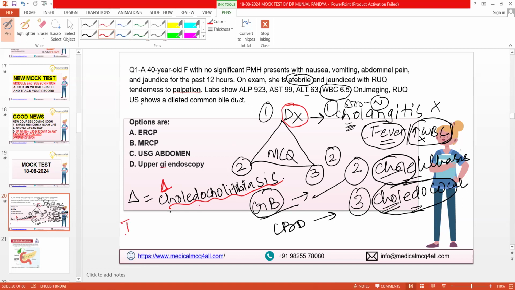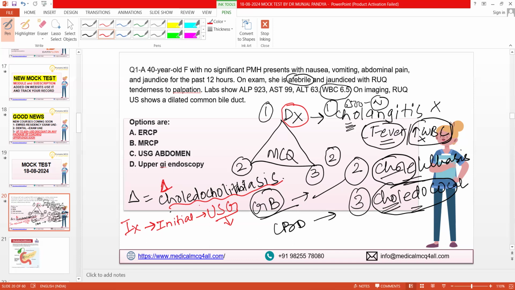If you are suspecting this clinically, how do you start? What is your initial investigation? Directly, you will not jump on the ERCP, MRCP. What would be the most initial? Ultrasound of the abdomen. In ultrasound of the abdomen, if you are not getting much detail, or you cannot see some stones in the common bile duct, or your picture is not clear, then what else will you do?